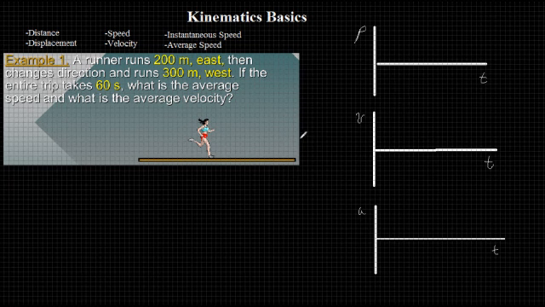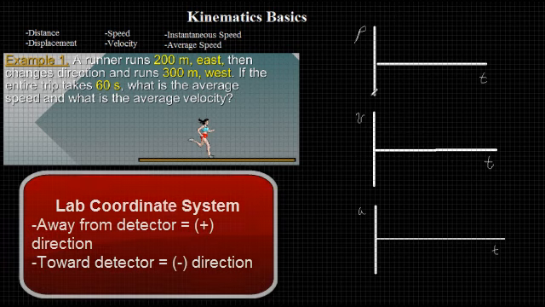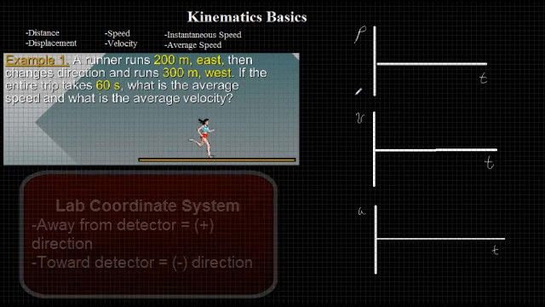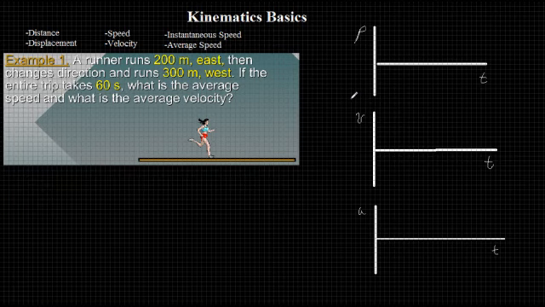And if you remember from the lab, it's very important to establish which direction is positive. So as you draw these graphs, you want to think about which directions are going to make sense to be positive. In the lab, away from the detector was positive and toward the detector was negative. It really doesn't matter. You, the physicist, get to choose. In this case, I'm just going to choose east to be positive because that was the first direction that was indicated. But you could choose west to be positive as well.